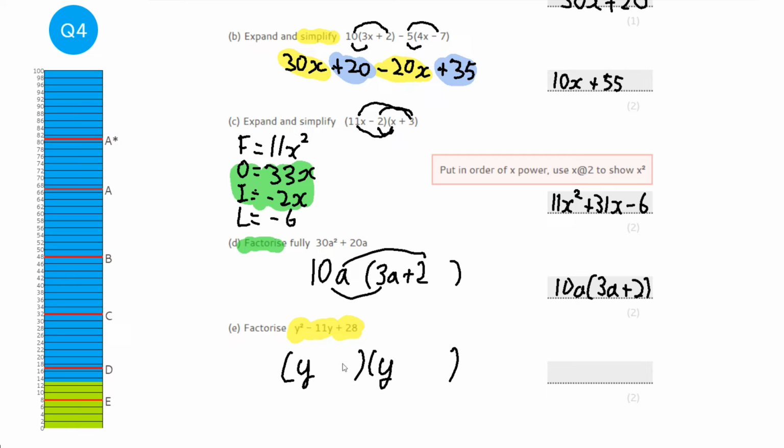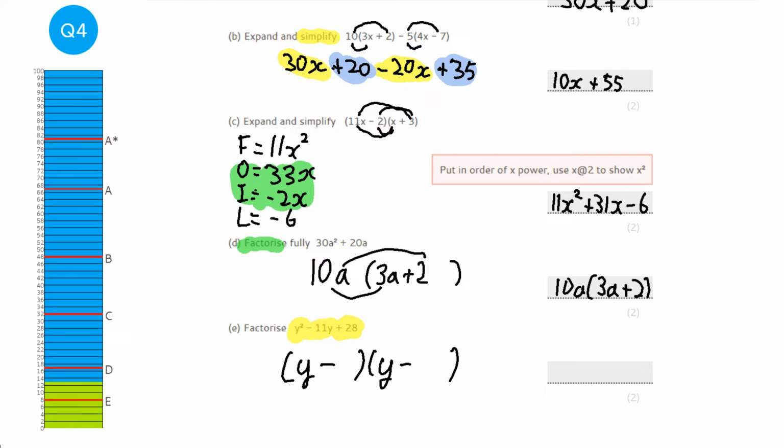Now to work out what these two numbers are going to be, I need two numbers that times together to make 28 and add together to make negative 11. Now clearly to make negative 11 we're going to have a negative there somewhere, but the only way we can have a negative to get that minus 11, but when we times them we get a positive, is if they're both negative.